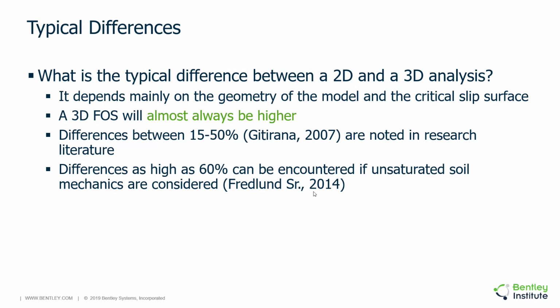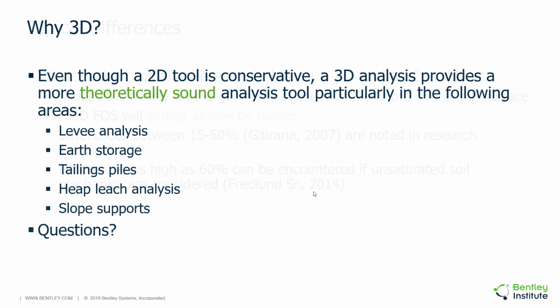A 3D factor of safety will almost always be higher. And if you scour research literature, Gitarana in 2007 noted differences between 15 and 50% in reviewing literature. Differences as high as 60% were encountered if you consider unsaturated soil mechanics, and that was a paper published in 2014. So we've always been told as geotech engineers, well, a 2D tool is conservative, and therefore we should use it because there's added safety in using a 2D tool. And even though that is true to an extent, we'll talk about that a little bit more.